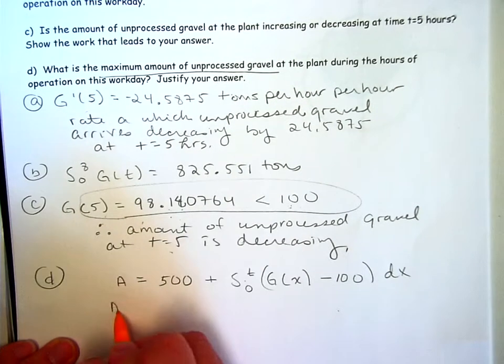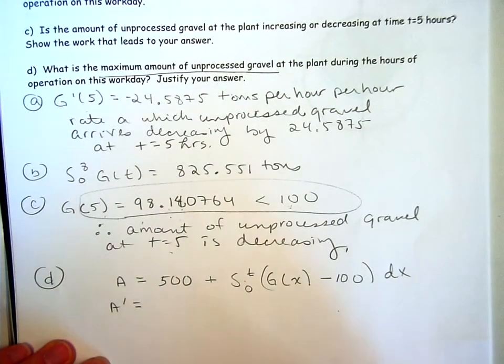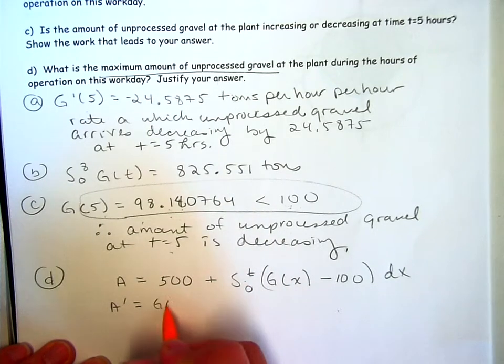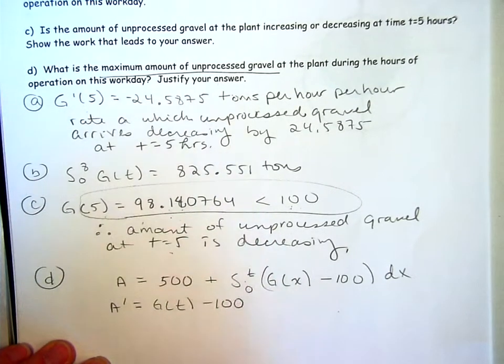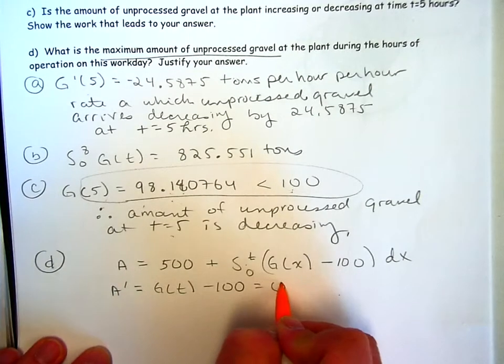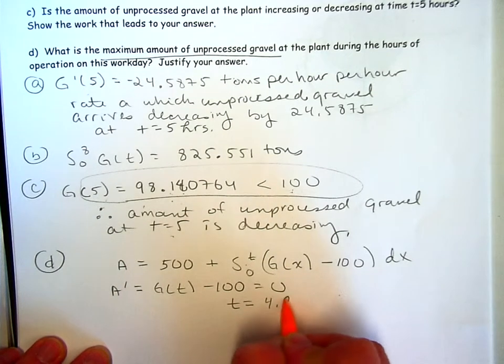So the derivative would give me the critical numbers I need to check. The 500 disappears, it undoes this integral. So this is your derivative. I'm going to set this equal to 0. Use your calculator. This is my 0.